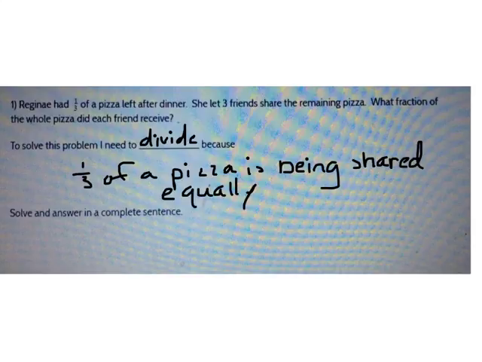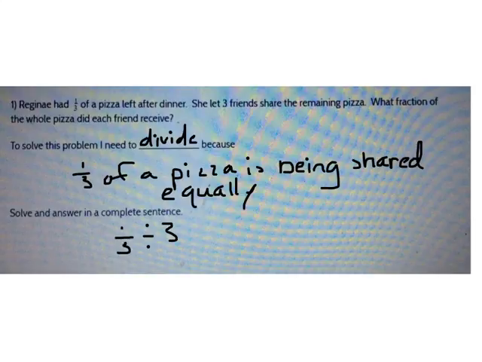So I know this is a division problem. What's being split up in this problem? 1/3 of a pizza is being split up. I'm splitting that 1/3 of a pizza across 3 groups. 3 friends are sharing it.